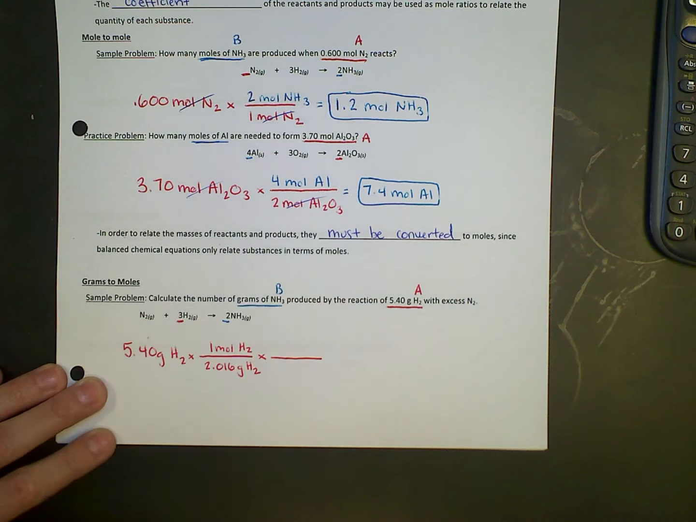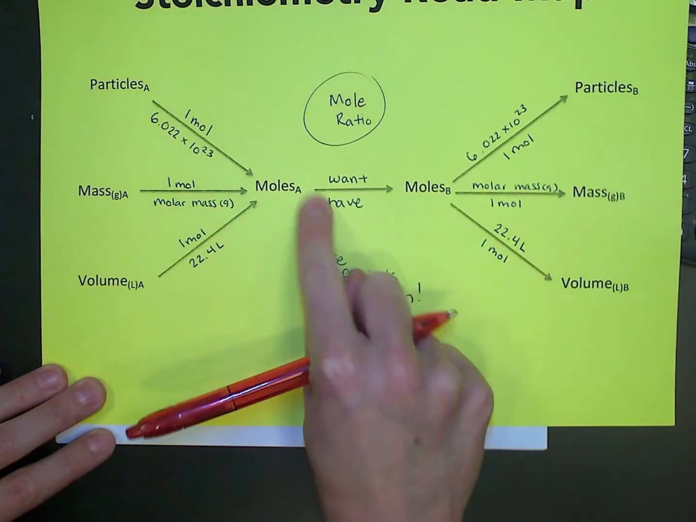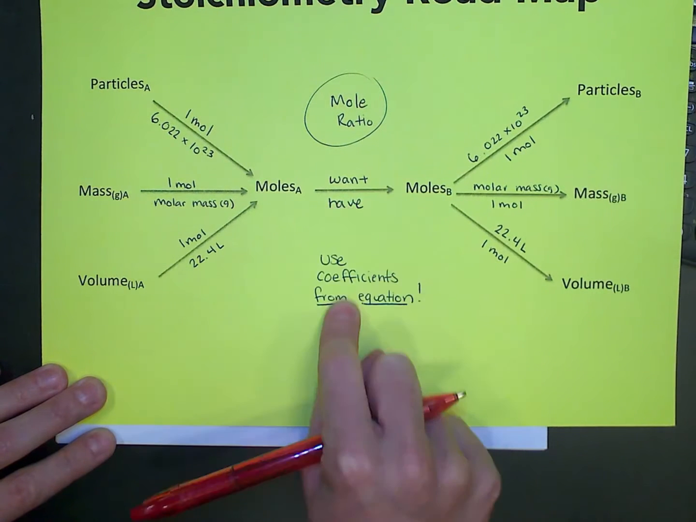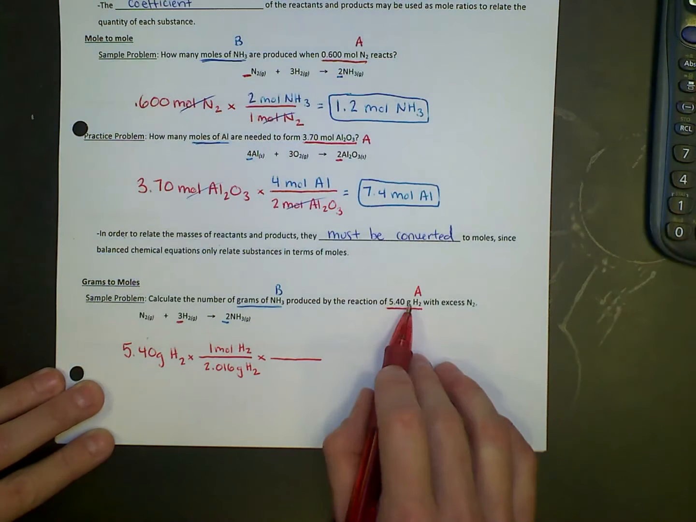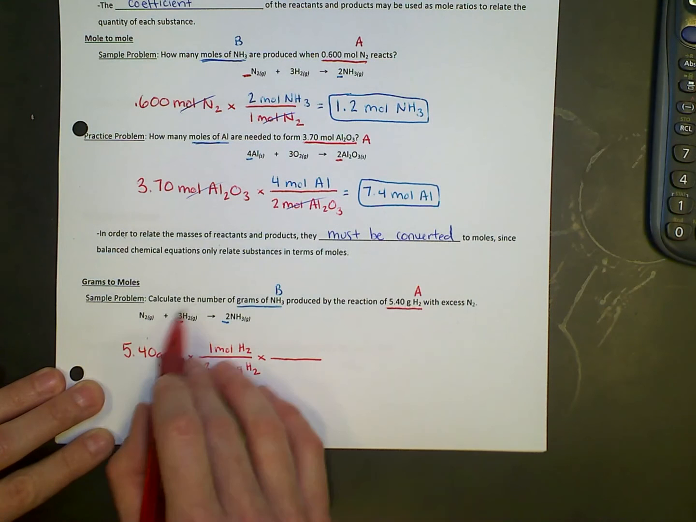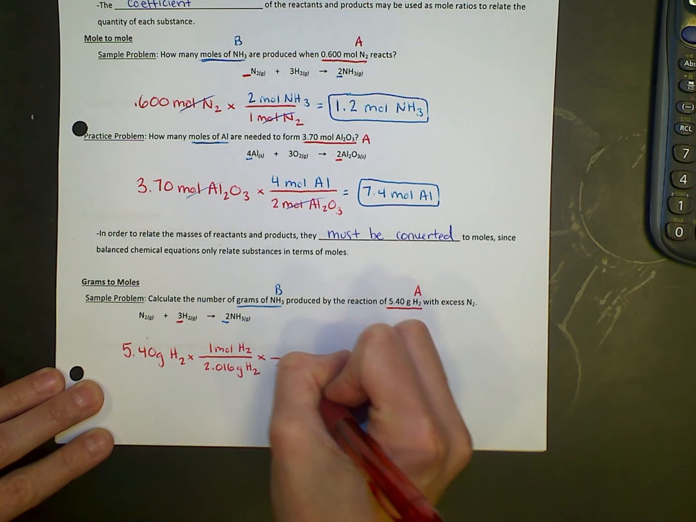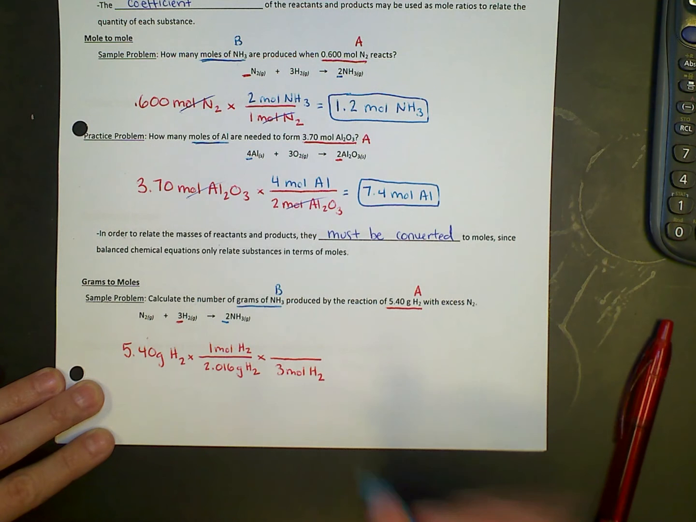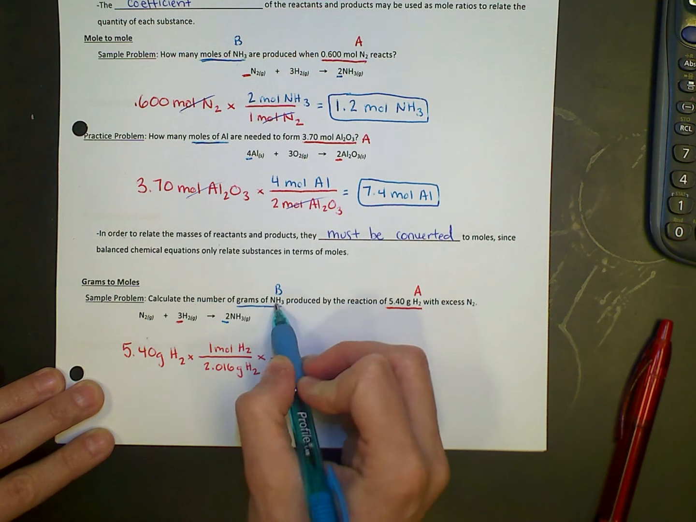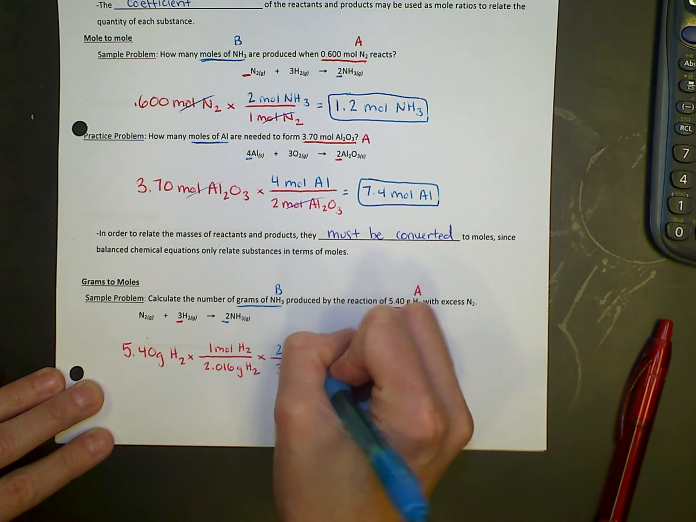Here comes our next conversion. That's going to be our mole ratio step, want over have, using the coefficients. Our coefficient in the equation was 3. Have goes on the bottom, so 3 moles of H2 goes on the bottom. And then want goes on top. NH3 is what we want. The coefficient in front of it is 2. So 2 moles of NH3.